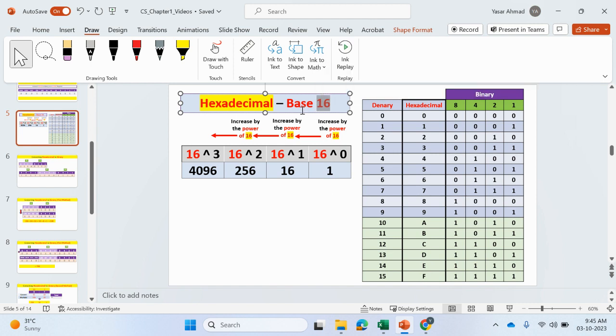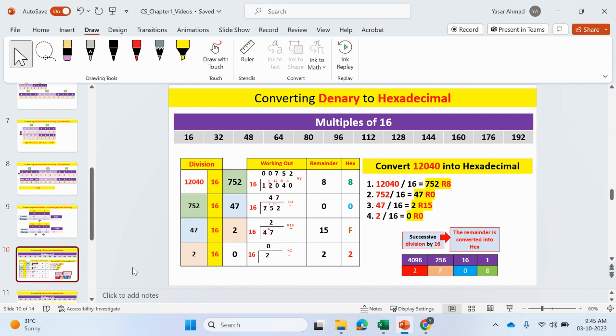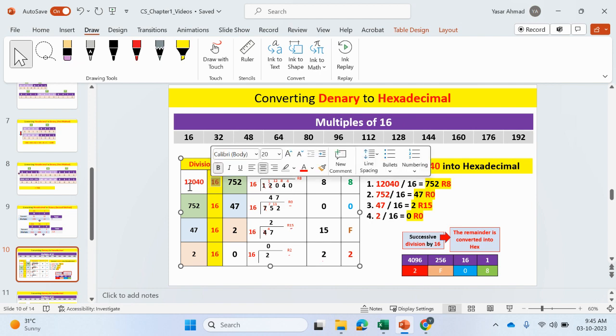The units increase by the power of 16. So we go from 1, 16, 256, and 4096. The question we have here is we need to convert 12,040 into hexadecimal. My little technique is to draw a table like this. We put the first number here, 12,040, and we need to see how many times 16 goes into 12,040.